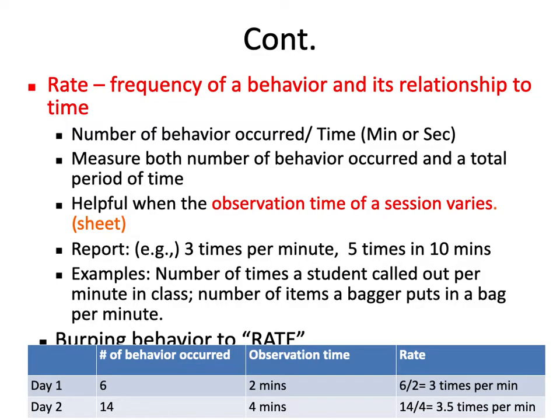So rate is to calculate the frequency of behavior and its relationship to time. You will know how many times the behavior occurs in 1 minute or 5 minutes or 10 minutes, as you said. You can use it when your observation time varies across sessions. For example, first day you have 30 minutes for observation. Next day you have 20 minutes, and the next day you have 15 minutes. So when your observation time varies, rate is helpful. To use rate, you have to mark both the frequency of behavior occurred and your observation time for the session, so you can calculate rate.